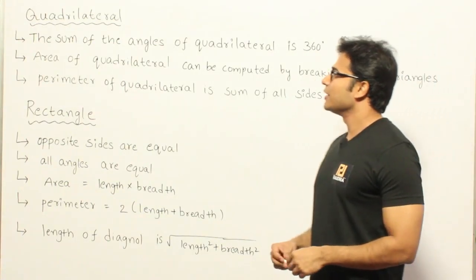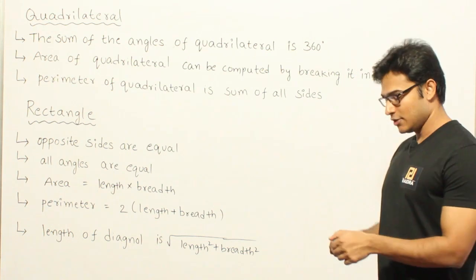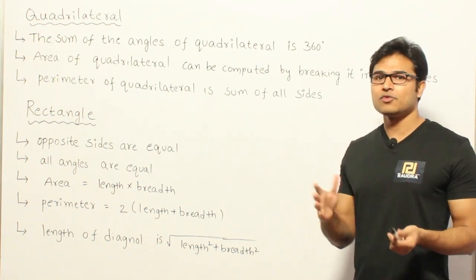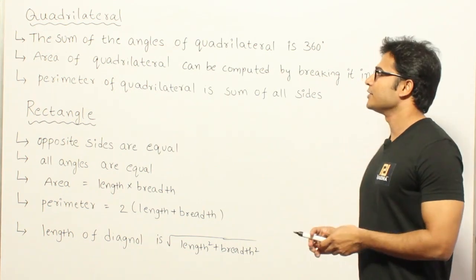Now let's see about a quadrilateral. A quadrilateral is any polygon with 4 sides. So there need not be any relationship between the sides or the angles. So any diagram with 4 sides, you can call it a quadrilateral. It should be closed. That is a requirement.